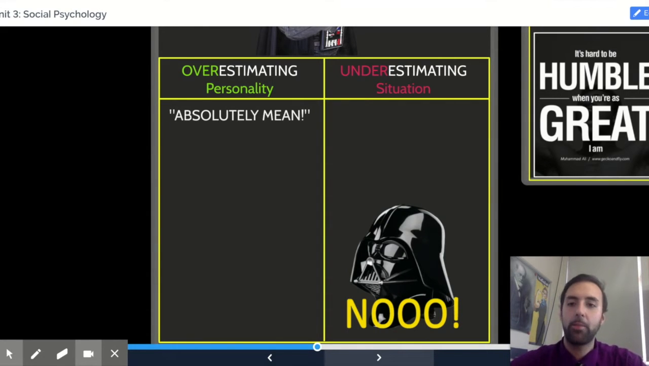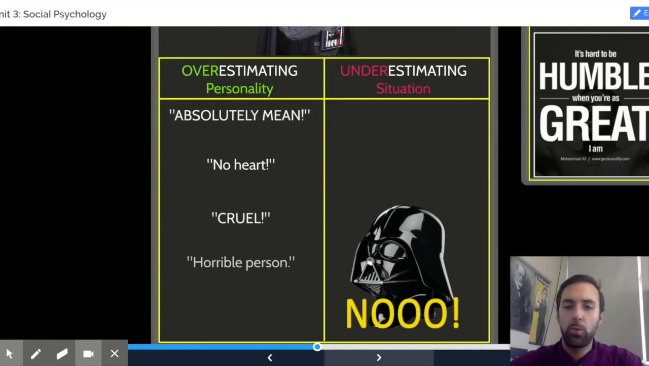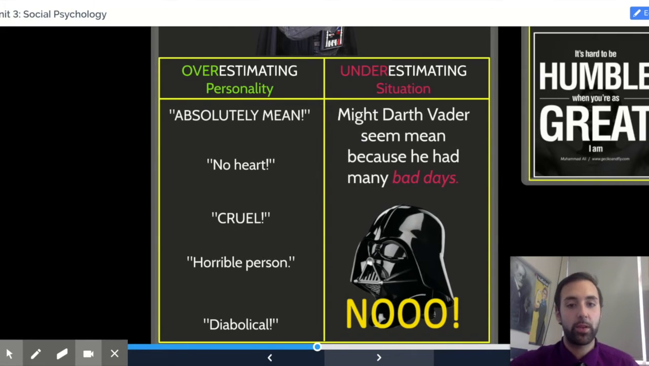But we tend to look at a movie, watch the villain, and say that villain is mean, cruel, no heart, a horrible person. They're diabolical, malicious. We tend to identify personality traits and hammer them for it. And if you're familiar with the story of Darth Vader and his early days, there are definitely some life events that may have contributed to the image he presents as Darth Vader in that movie series. There are definitely some situational factors that might be able to explain his personality.